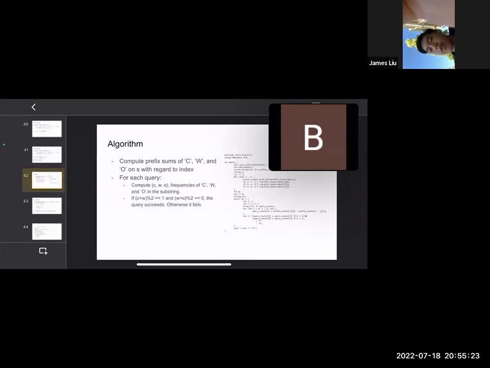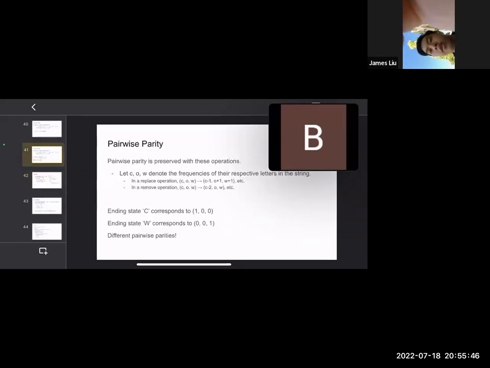So in our algorithm, we can just count the number of C's and W's in the substring, and then we can just compute the pairwise parities itself. And then how do we go from these pairwise parities to state C? We basically see if C plus O is odd and O plus W is even, then it corresponds to C no matter what. We can basically compress the entire string into a C using the aforementioned process.